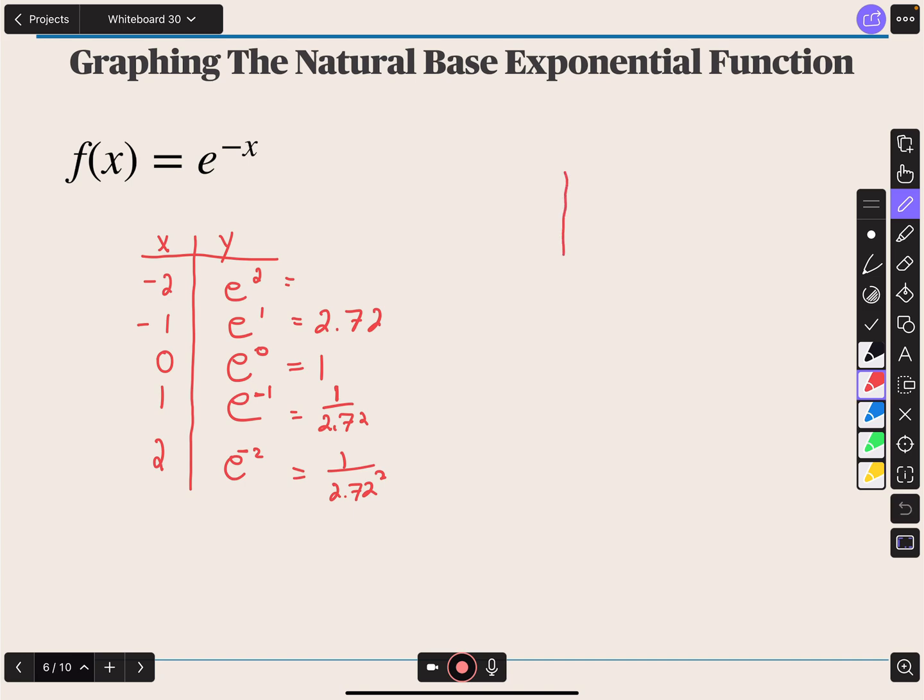So it's pretty tough to graph, obviously. And you would have to get a calculator, but we know at 0 we're at 1. At 1, we're at 1 over 2.72. That's a little bit less than a half, somewhere in that neighborhood. So it's doing this. Then when x is negative 1, it went up to 2.72.